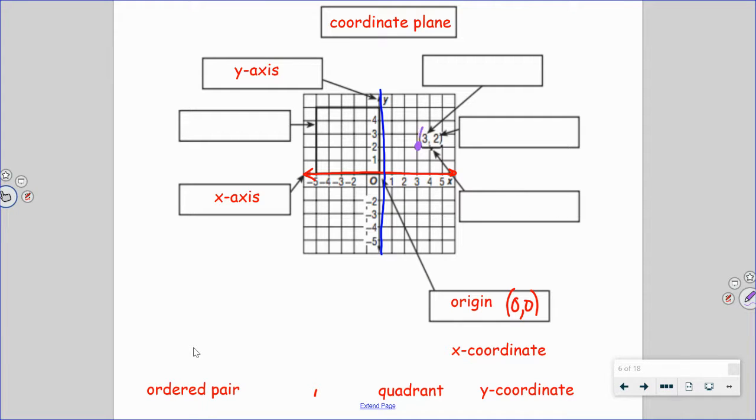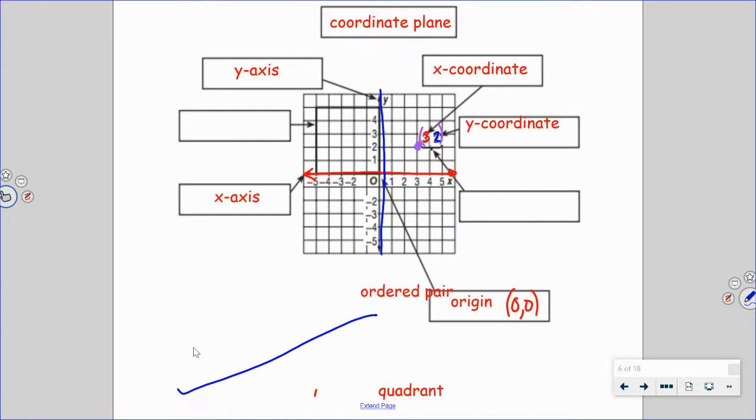Now, every point has two quantities. That's why we call it an ordered pair. It's going to have an x quantity, that tells you how much to go left and right. It's going to have a y quantity. We call those the x-coordinate and the y-coordinate, and together they make an ordered pair. Which means you know what's left: quadrants, quadrants, quadrants. I'll address that on the next slide.